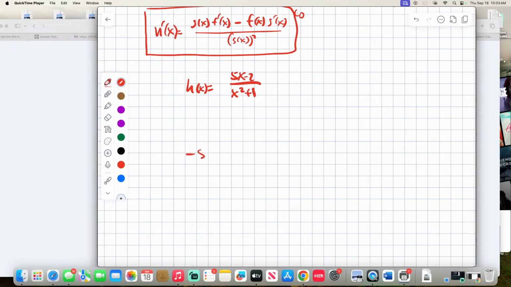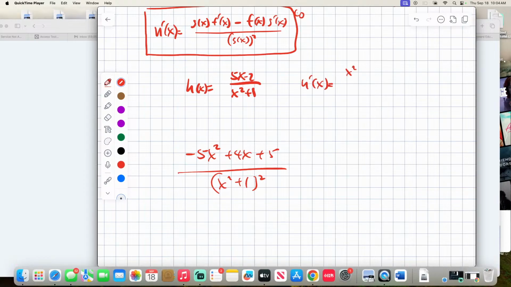All right, so your answer should be negative 5x squared plus 4x plus 5 over (x squared plus 1) squared. Do you get that? Yeah. So low, d high. It has to be in the correct order, Kaden. Low, d high, minus high, d low, over low low. Sorry, low low.